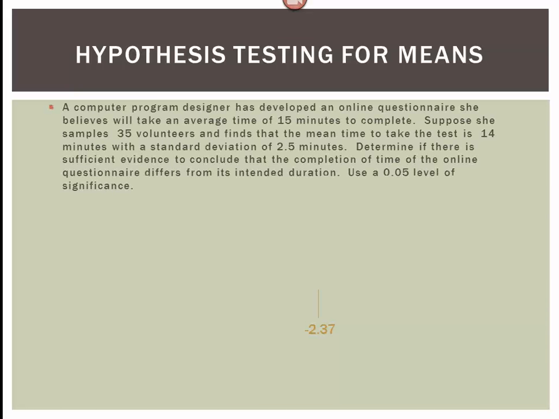So let's look at an example. A computer program designer has developed an online questionnaire she believes will take an average time of 15 minutes to complete. Suppose she samples 35 volunteers and finds that the mean time to take the test is 14 minutes with a standard deviation of 2.5 minutes.